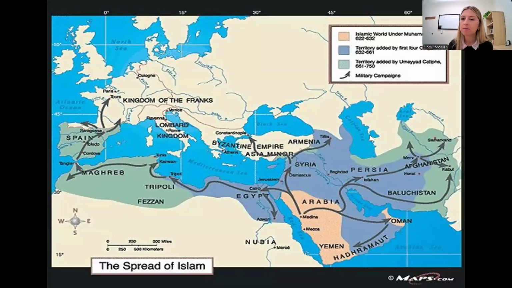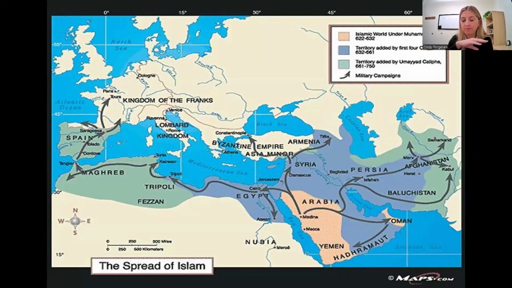Here is a close-up of the map that I had on the previous slide, just to give us, again, a sense of the geography that we're looking at. You'll notice that this orangish tan area on the Arabian Peninsula is where Islam began. Mecca is where Muhammad was born, where he received his vision. As he was gaining political and religious power, he and his followers were expelled from Mecca and ended up in Medina, which is another really important city for the Islamic faith. And then over time, Islam just spread outward.